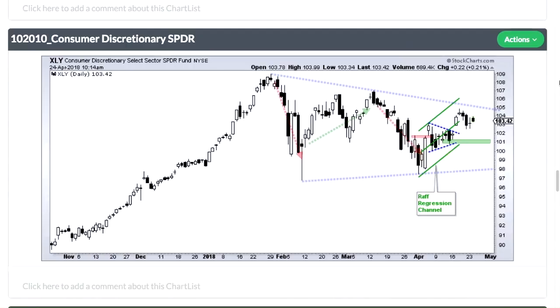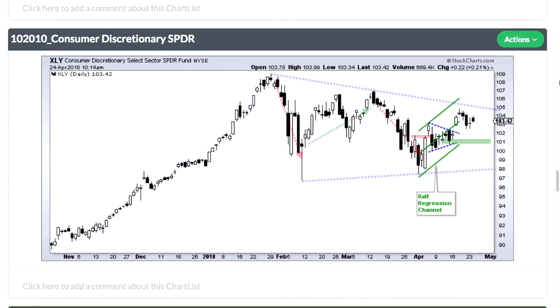And as long as these 5 are in upswings, I think that there's a good chance that the S&P 500 remains in an upswing. If, say, 3 of the 5 break down, then I would say that the market, S&P 500, is probably going to break down.